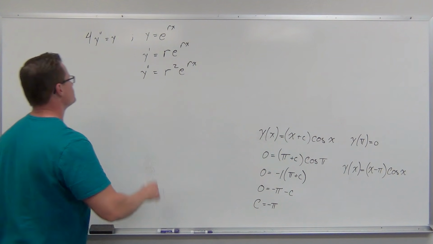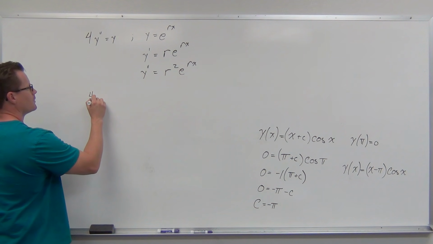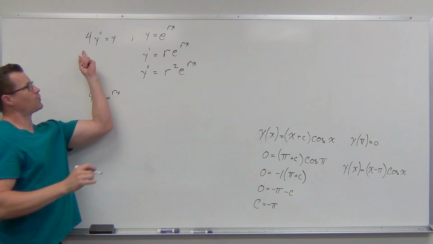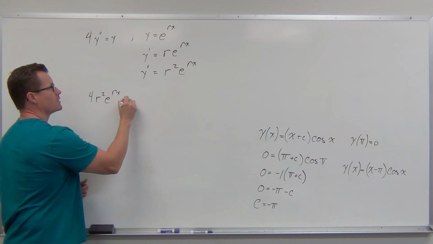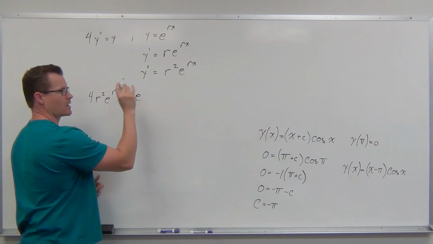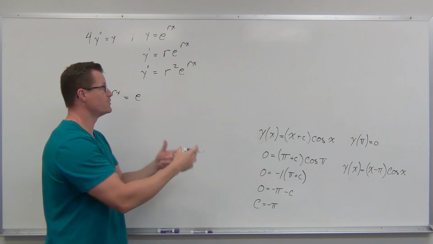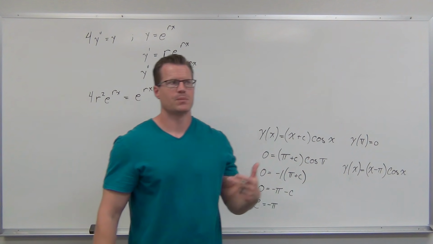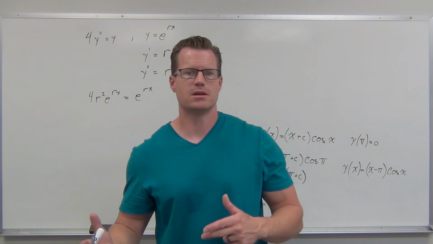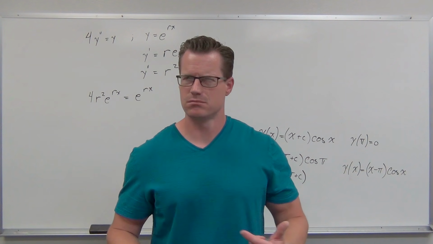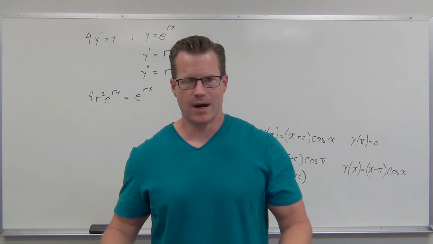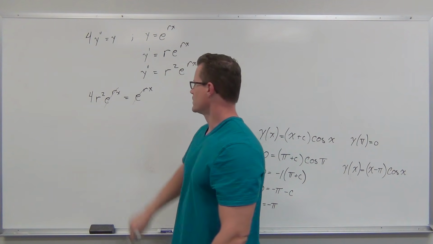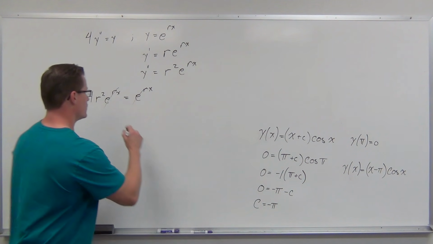Plug that stuff in. So 4 times the second derivative equals the first derivative. I'm sorry, I misspoke there. 4 times the second derivative equals the original function. Right, but those are never 0, right? E to any power is never 0. So we can divide both sides by e to the rx, not worry about dividing by 0. These are gone. And if we divide, we're going to get 4r squared equals 1.